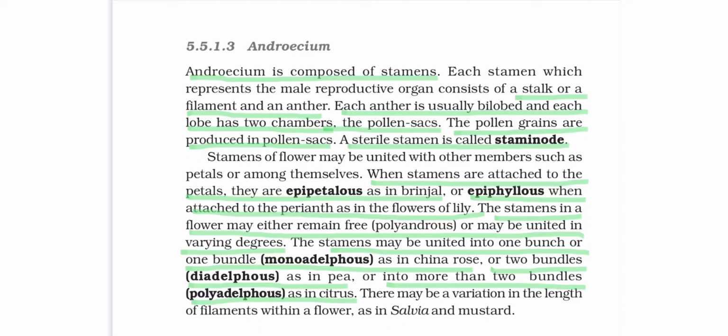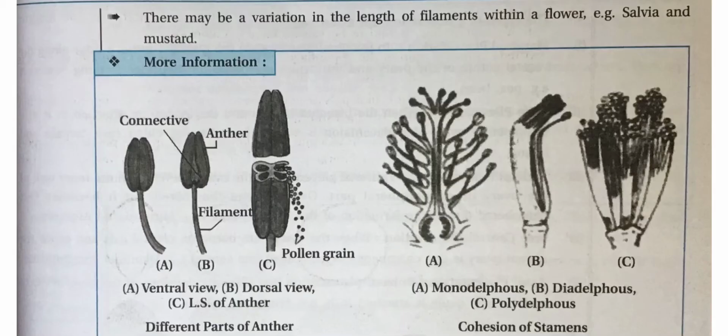So there are so many exceptions and variations in the living world, and all these exceptions you have to remember also. All these conditions which I have discussed right now, I have shown you with the help of this diagram. Diagram A shows the monodelphous condition, diagram B shows diadelphous, just as in a pea, and polydelphous in citrus. In another diagram, different parts of the anther are shown, like connective, anther, and filament. The anther is usually bilobed, and in this way the pollen sacs produce pollen grains. It is shown in diagram C.